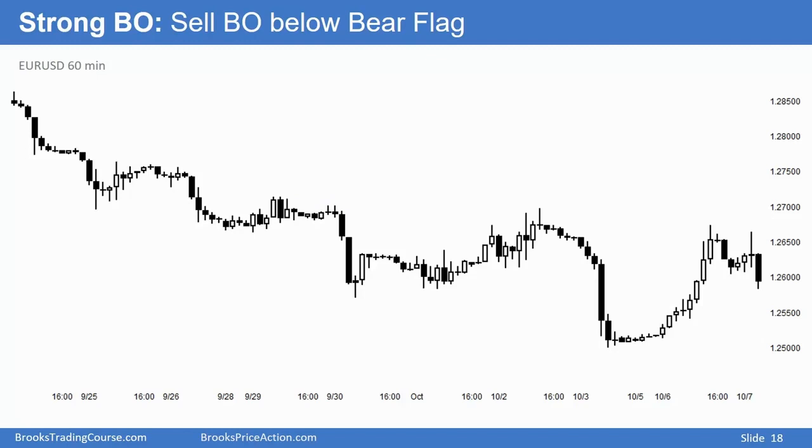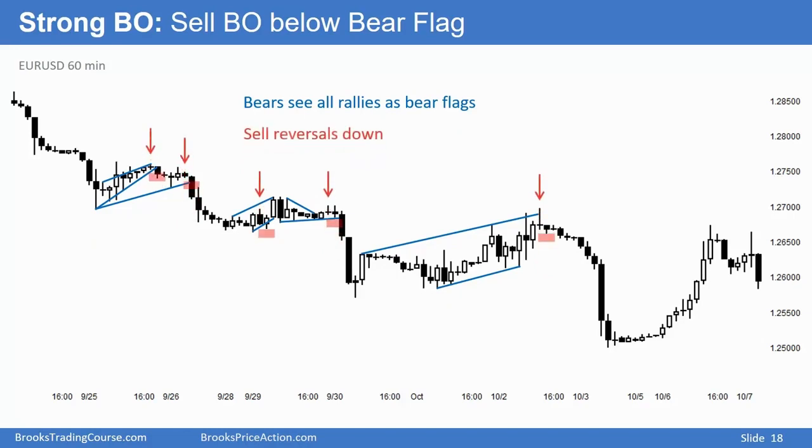Every attempt to rally, the bears see all of these attempts as bear flags. And so they're looking to sell a bear breakout below the bear flag. So they can sell with stops on the reversal back down. Some bears will sell above bull bars, betting that the reversal up is minor. But bears are selling all the way up, and that's why the rallies look so weak.